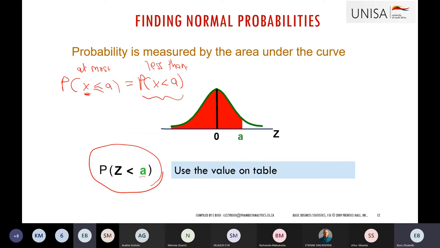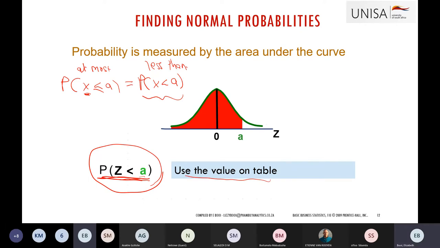It means once you have calculated your Z value, and you were asked to calculate the probability of X less than a value, you're going to go to the table and look for the probability that corresponds with the Z value that you have calculated. And you know that the probability that you find on the table answers the question that you were asked. So for the probability of Z less than a value, that value on the table is your probability.